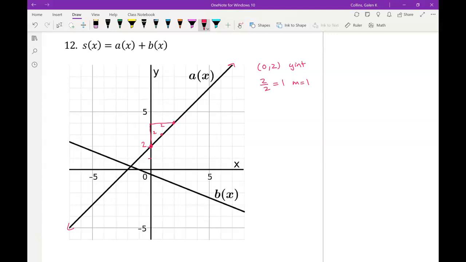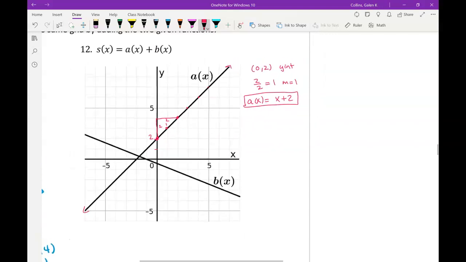And you can see each time I go up 1 over 1, that point is on my graph for a. So if I write a of x in y equals mx plus b form, that would be 1x plus 2. So this is the explicit equation for a of x.